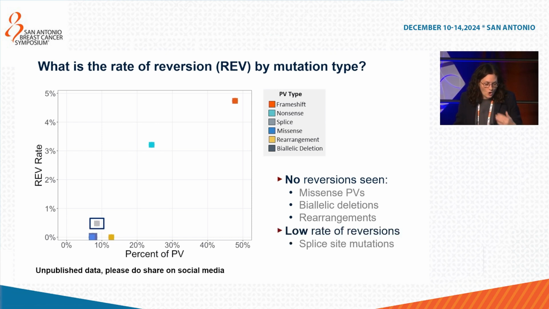We see a low rate of reversions in splice sites. This is likely because, as I mentioned when I showed the types of reversions, you can't delete a large site; you have to have very precise changes to revert a splice site. And those may be harder to accomplish and not as well selected for. Not surprisingly, frameshift has the highest and nonsense has the next highest rate of reversions.